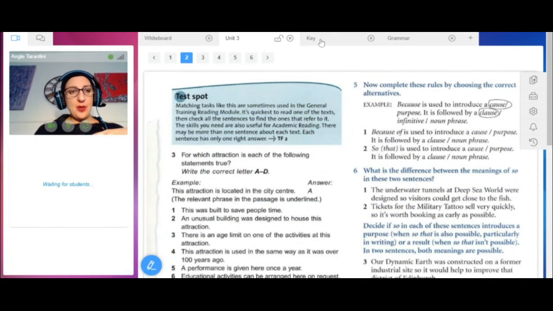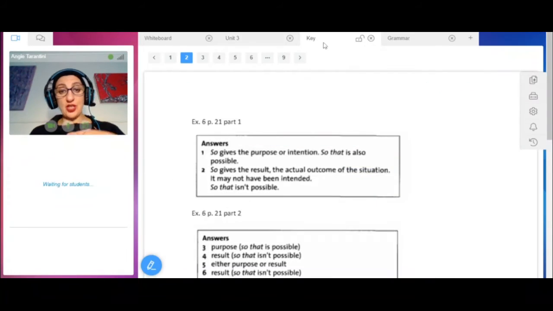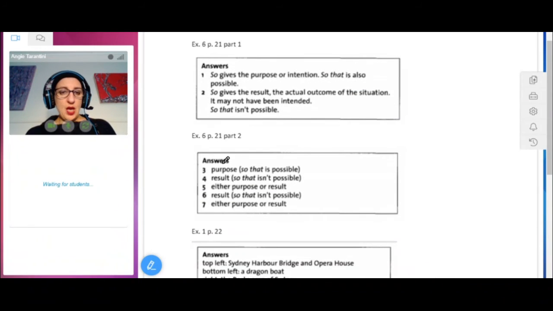As usual, I will assume you will have paused this video and done the exercise so that we can check the results. You can check your answers. So sentence number 3 is a purpose, so "so that" is possible. Our Dynamic Earth was constructed on a former industrial site so that it would help to improve the district of Edinburgh, right? Makes sense. Sentence number 4, result, so "so that" isn't possible.